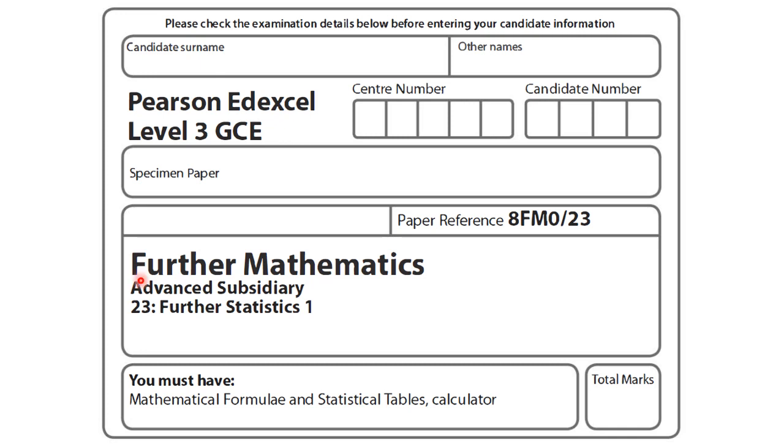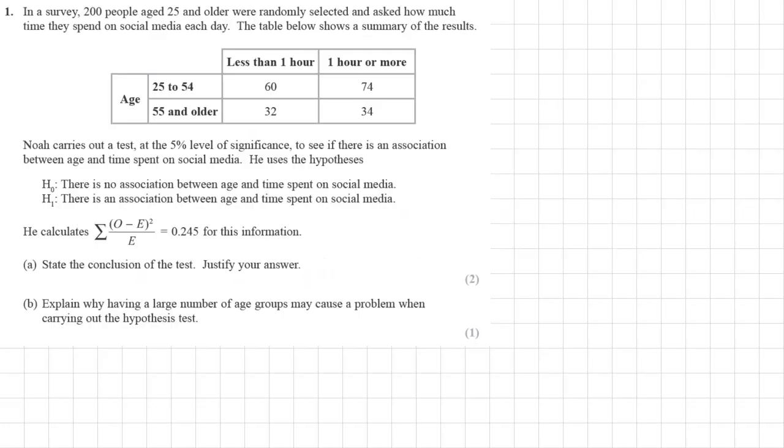This is a walkthrough of a Further Mathematics AS Further Statistics 1 paper. Question number 1. In a survey, 200 people aged 25 and older were randomly selected and asked how much time they spend on social media each day. The table below shows a summary of the results. So we've got a two-way table here.